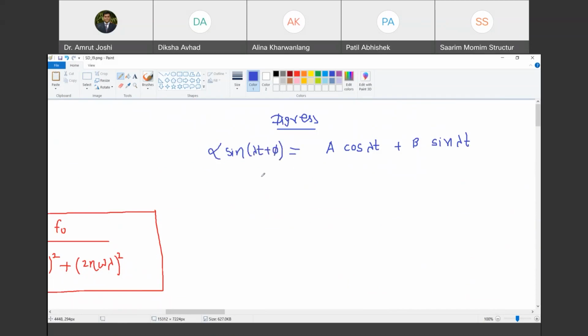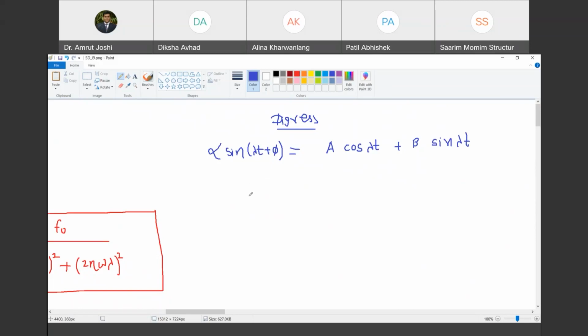मुझे ऐसे एक्सप्रेस करना है. For some reason I don't want to see cos and sin terms together. I want to see only sin term. Are you with me? So if I were to express this a cos lambda t plus b sin lambda t as only a function of some sin, तो क्या करना पड़ेगा? Can I equate it to alpha times sin lambda t plus phi? If I replace it with this, can you tell me what is sin lambda t plus phi?